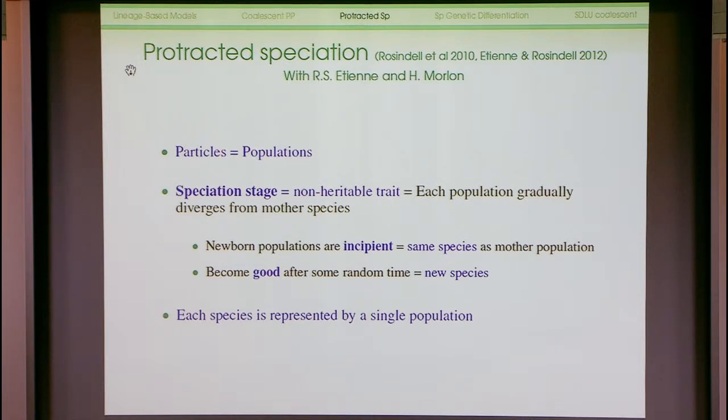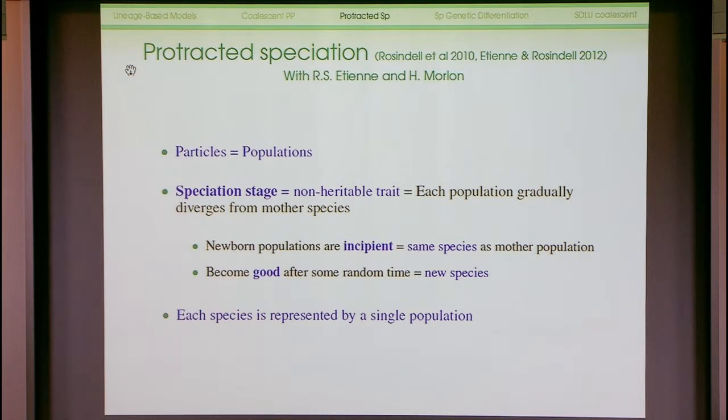So now keep in mind this picture of trees that I showed you previously, thinking that particles are not species, not individuals, but populations. And keeping in mind that any of these lineages is endowed with a non-heritable trait, which is speciation stage. Okay? So the idea is that each population gradually diverges from the mother species, and the rule is as follows. Newborn populations are called incipient, so assume that we have just two types, just two stages. We can generalize this to any finite number of stages, but assume we have two stages.